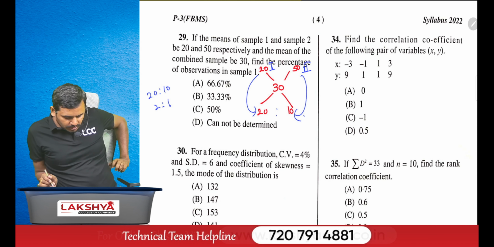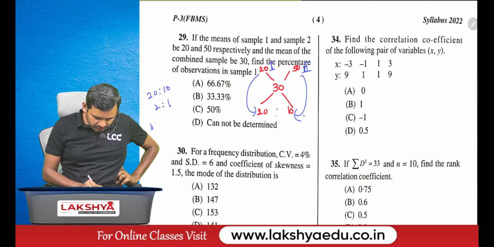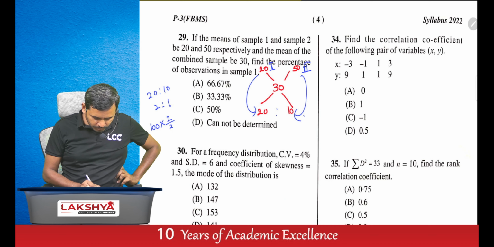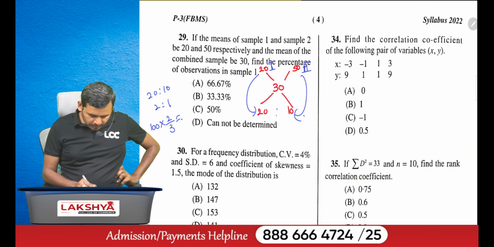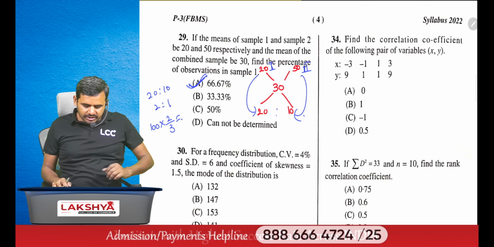Now the question is, what percentage is the first sample? Percentage means 100 into the first sample, which is 2 by 3. That is, we will get 66.67. A.